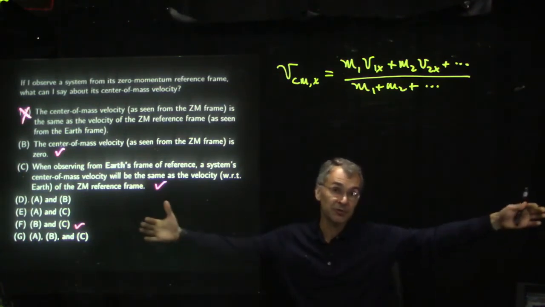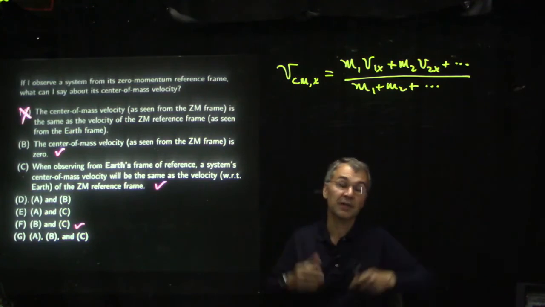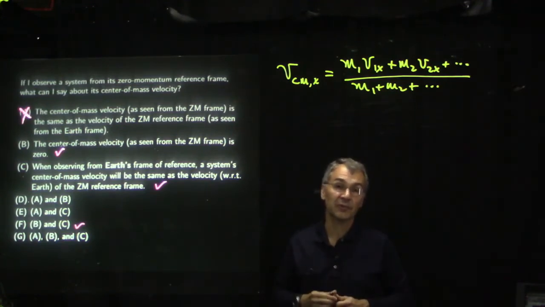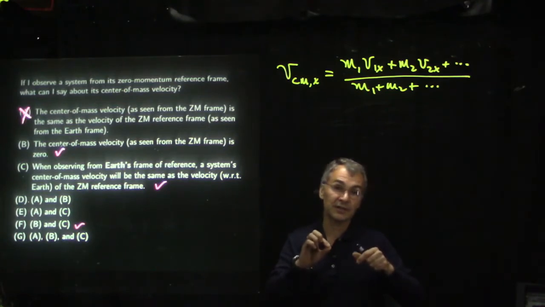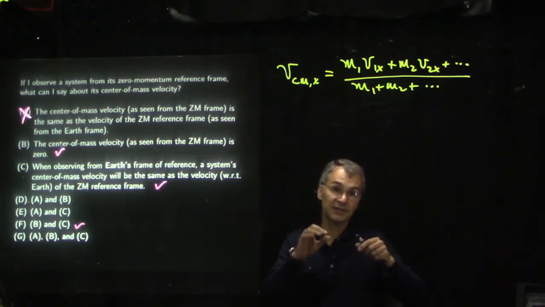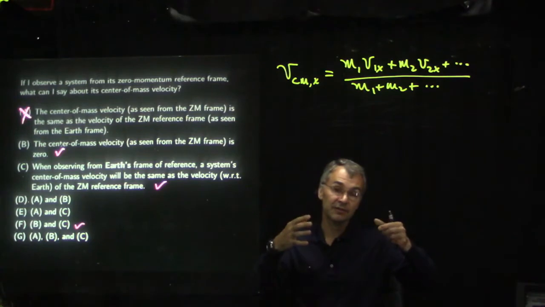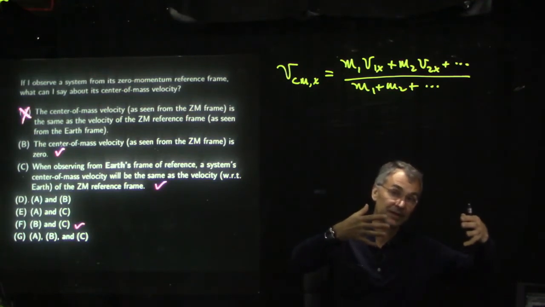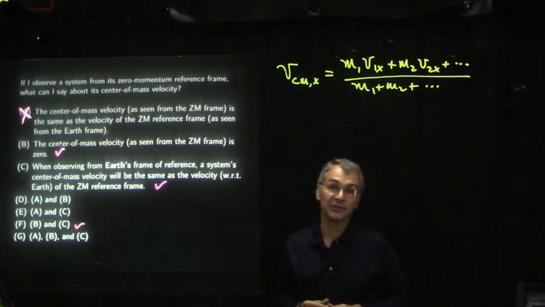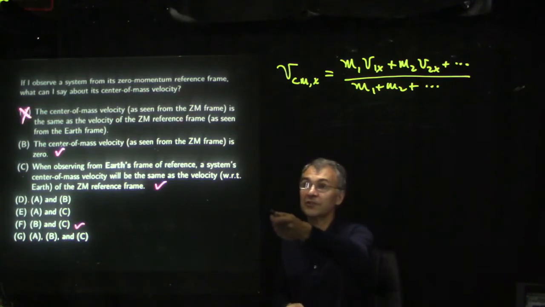The parts might be moving away from each other or toward each other, but the center of mass of the system, as seen by that camera, is zero, and that camera is defined to be moving at the velocity of the center of mass of the system. So that's called the zero momentum frame.